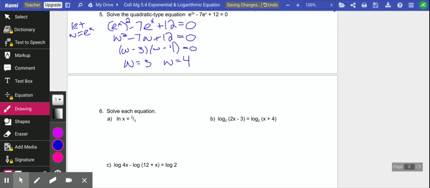Now remember, these weren't w's in the problem, they were actually e to the x. So when we replace those again, we get e to the x equals 3 and e to the x equals 4.